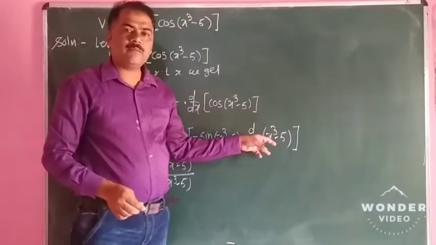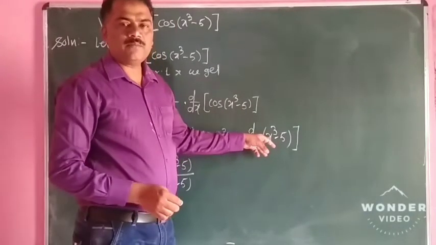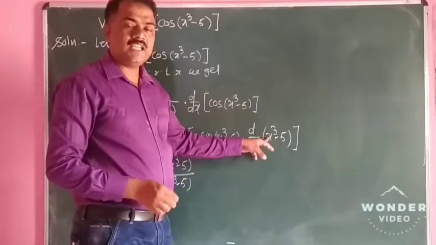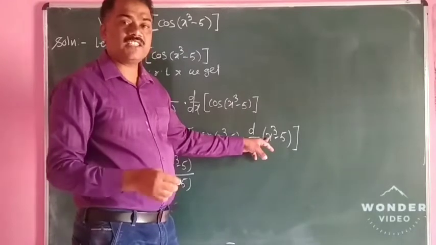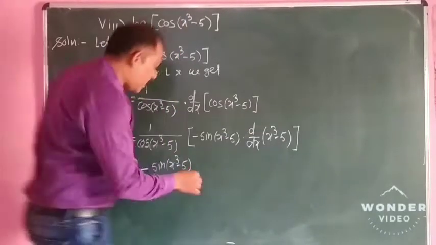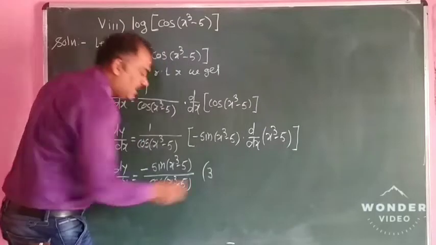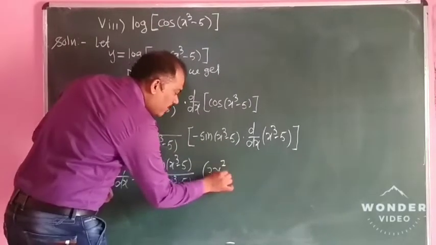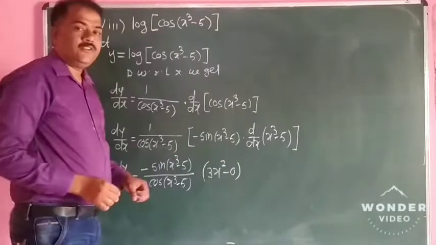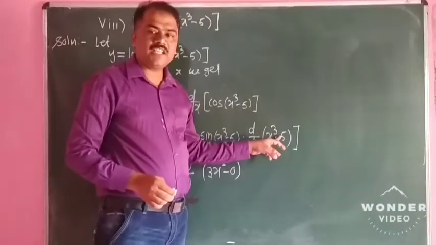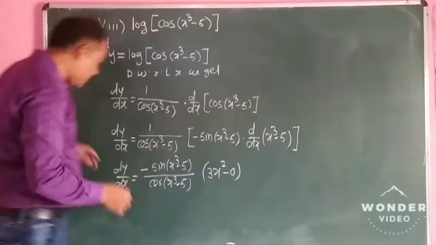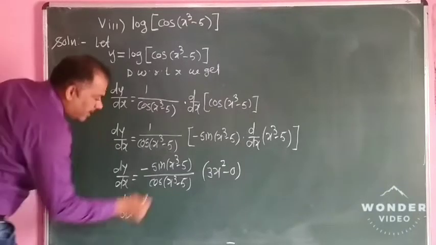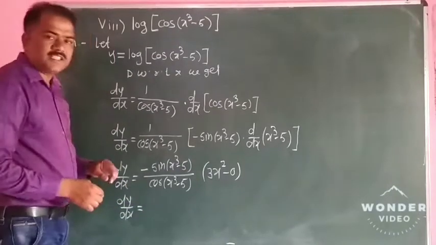For x cube, by using the formula of derivative of power functions, that is x raised to n, its derivative is n into x raised to n minus 1. Here what is the power? 3. We can write it as it is. From that power we have to subtract 1, that is 3 minus 1 is 2, minus the derivative of 5. 5 is a constant, so its derivative is 0. Okay, we can write this as dy by dx is equal to 3x square minus 0, that is 3x square.